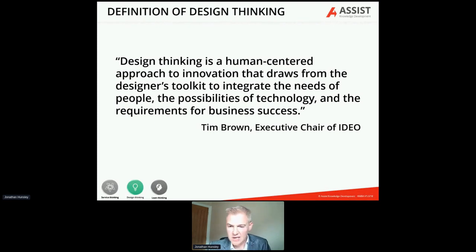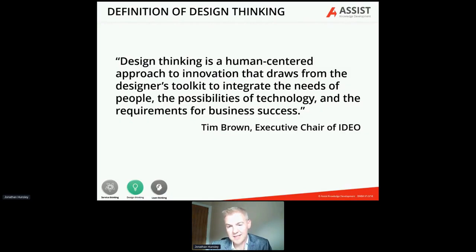And when I was looking at this definition, I was looking at it just a few days ago, I was thinking, well, this definition could be a value proposal for us as a profession of business analysis. Don't we look at the needs of people? Don't we look at a range of tools and techniques to imagine the possibilities in terms of requirements and designs of potential solutions?